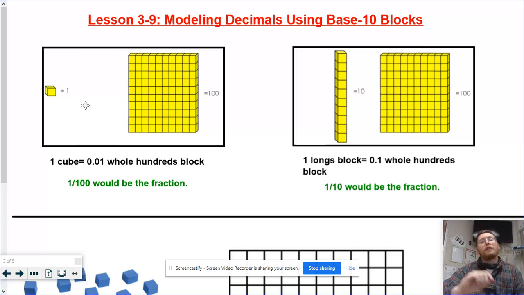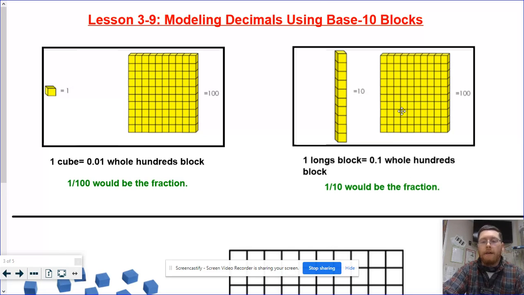On the other hand, if we have these longs right here, one of these longs would represent 1/10 of the whole block. So my decimal would be 0.1, and my fraction would be 1/10 of the whole.